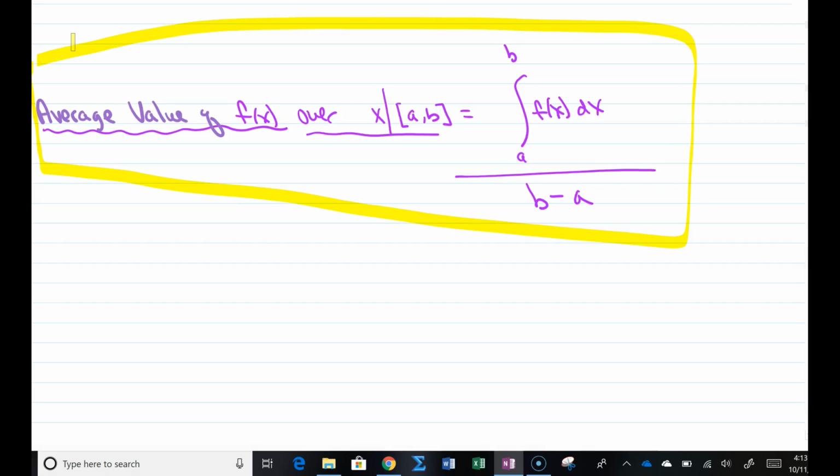I always confuse the two. Anyway, the average value of a function. Now, this is what we've just been talking about. This is so incredibly straightforward in isolation.